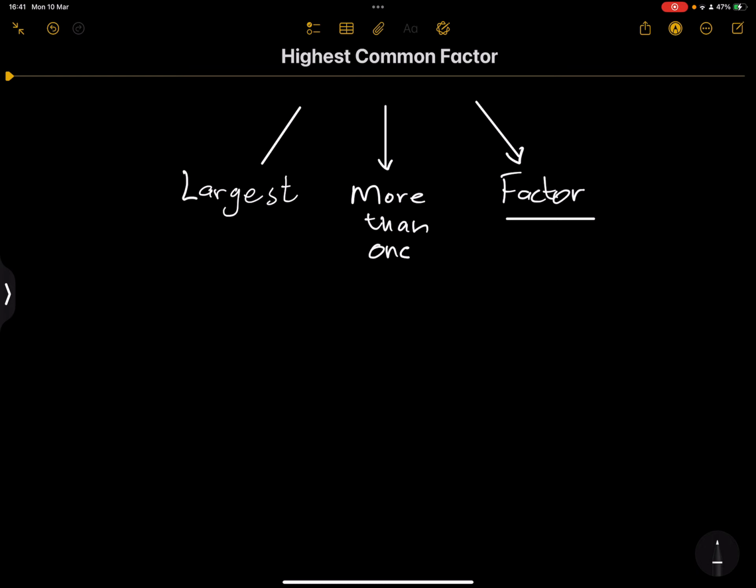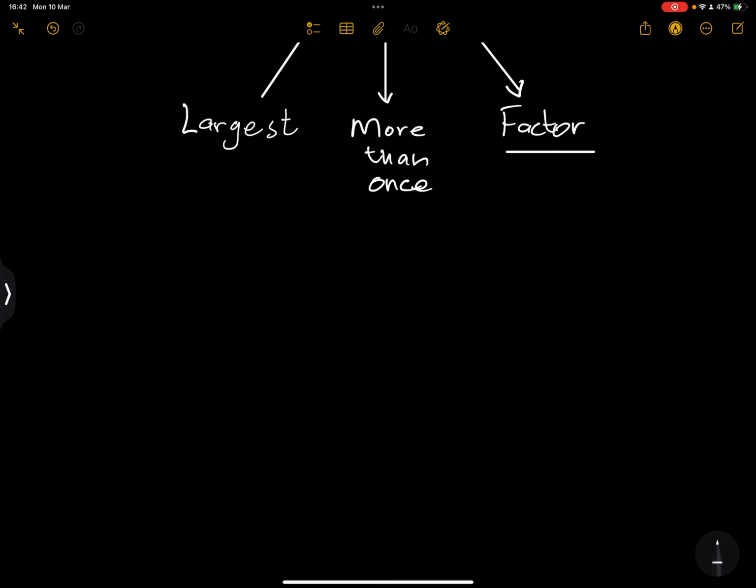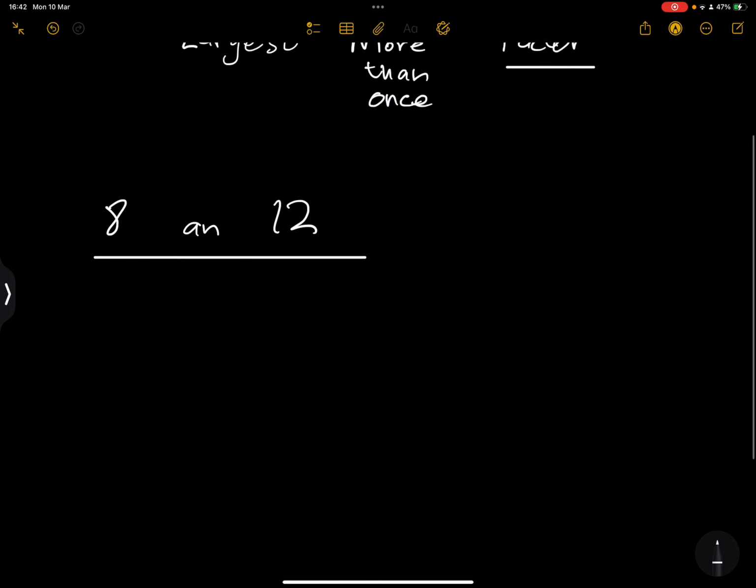Okay, so let's do this. All right, now let's make an example. Suppose I take two numbers, let's say 8 and 12, and I am going to try and get the highest common factor. Firstly, we need to ask ourselves, what are the factors of 8? Well, that's going to be 1, 2, not 3, rather 4, and 8.